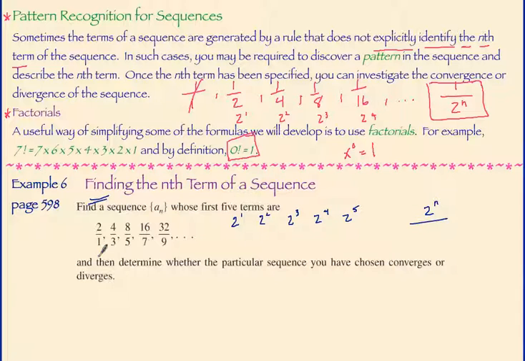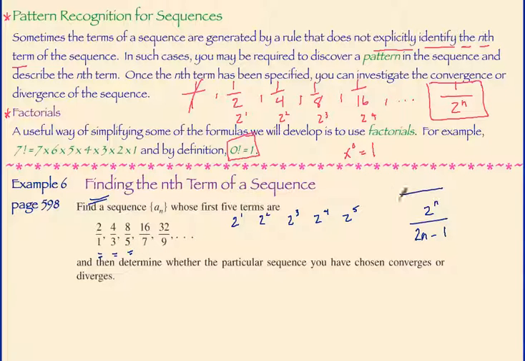In the denominator, it looks like I just have odd numbers, 1, 3, 5, 7, 9. I would guess the next one would be 11. It turns out that the way that you quantify odd numbers is to say 2n, which makes it even, and then subtract 1. So when n is equal to 1, 2 times 1 is 2, minus 1, 1. When n is equal to 2, 2 times 2 is 4, minus 1, 3.